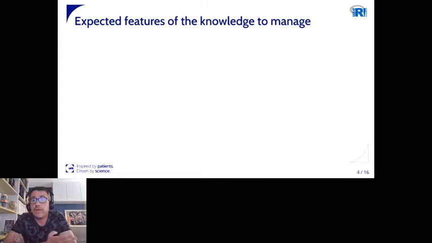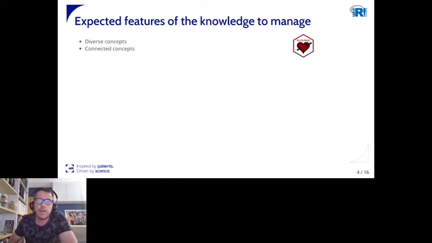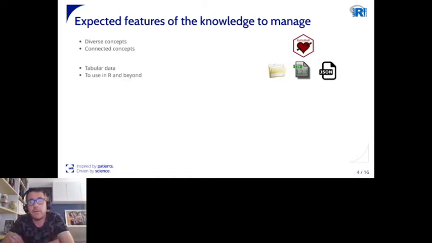More precisely, what are the expected features of the knowledge we propose to manage with TKCAT? First, we deal with many different concepts. In our case, it can be disease, phenotypes, genes, molecular pathways, protein abundance, and so on. And these concepts are related to each other in a way which highly depends on the context. That's why documenting the knowledge with a data model is very valuable, and the RedAmor package is dedicated to this task. We also make the hypothesis that most of the data underlying the knowledge can be organized in tables or in matrices. We want to use them in R, of course, but we also want them to be accessible and reusable in other environments as much as possible.